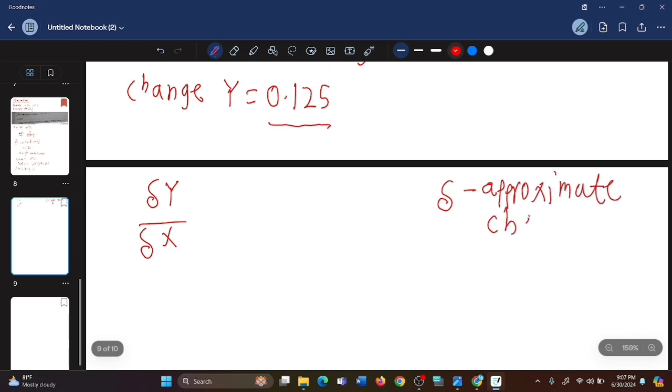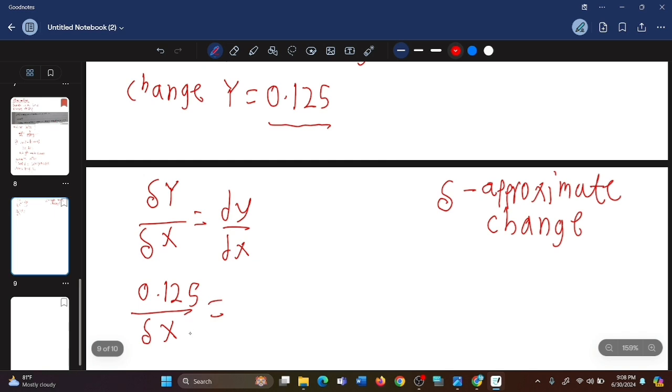In case of approximation, we represent change by del. Del y by del x is equal to dy by dx. We learned earlier that dy by dx basically means change in y by change in x. So the change in y is 0.125, and change in x we don't know, we need to find it. So let's try, del x.